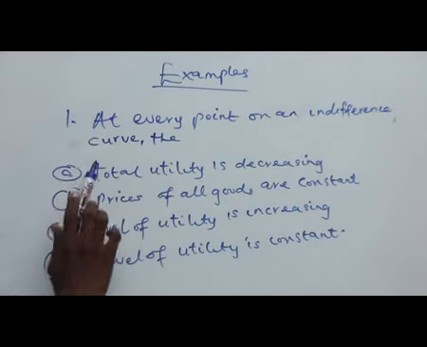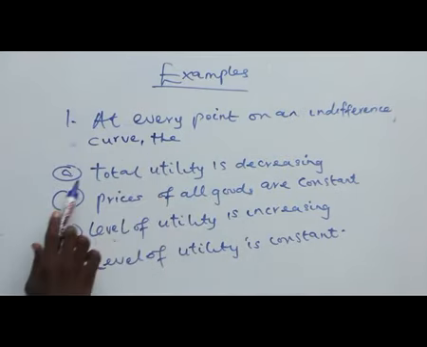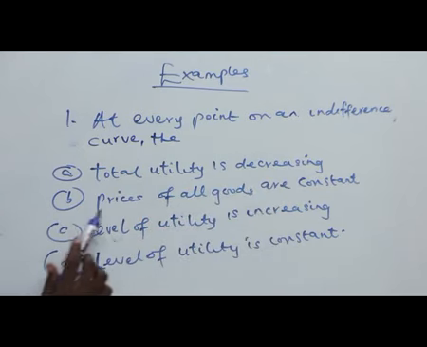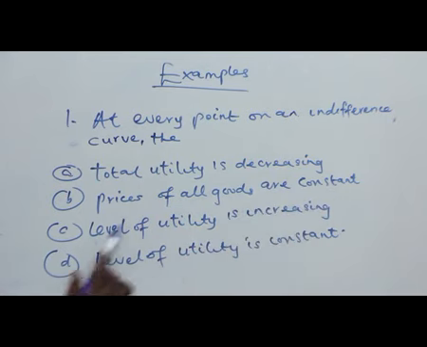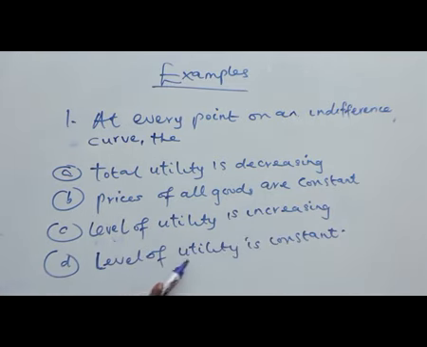Examples. Question 1. At every point on an indifference curve, the A. Total utility is decreasing. B. Prices of all goods are constant. C. Level of utility is increasing. D. Level of utility is constant. The right answer is D. Level of utility is constant.